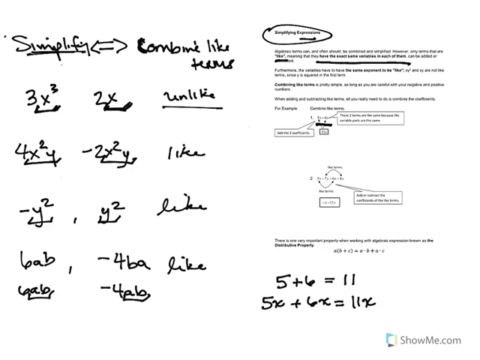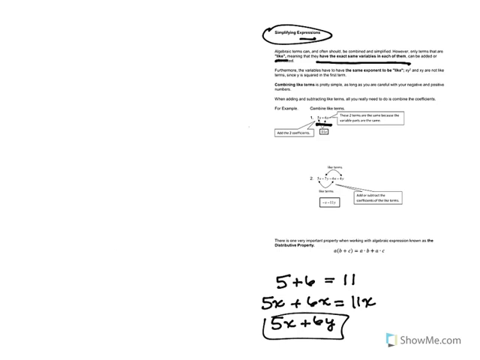So 5 apples plus 6 apples equals 11 apples. But if it was 5 apples plus 6 oranges, what would happen? Nothing. It's just 5 apples and 6 oranges. I cannot combine them to create anything. So that's combining like terms. All right, so let's look at this.